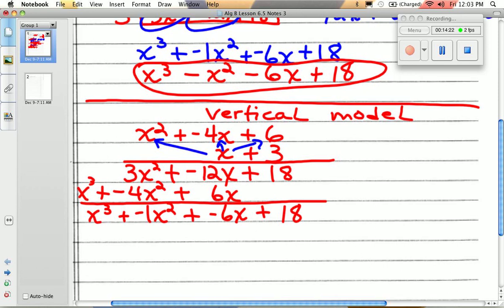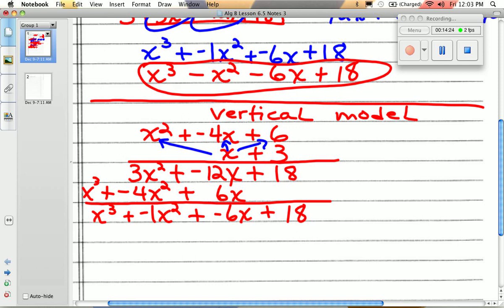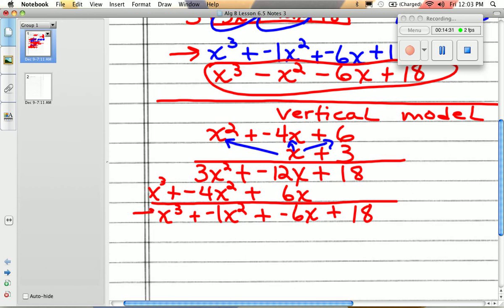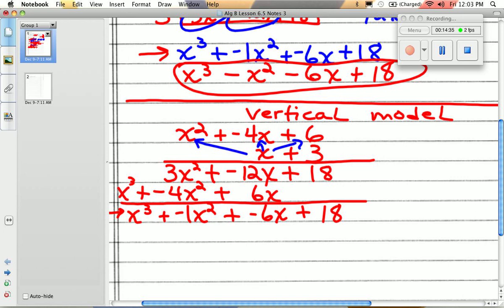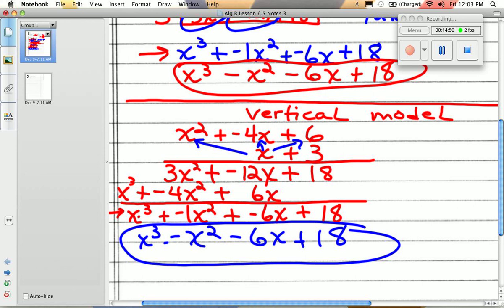Oh, does that look familiar? Look at that. There it is, right there. Same thing, isn't it? Same thing going on here. We have x cubed plus negative 1x squared plus negative 6x plus 18. All we got to do is clean it up. X cubed minus x squared minus 6x plus 18. We get the same answer.